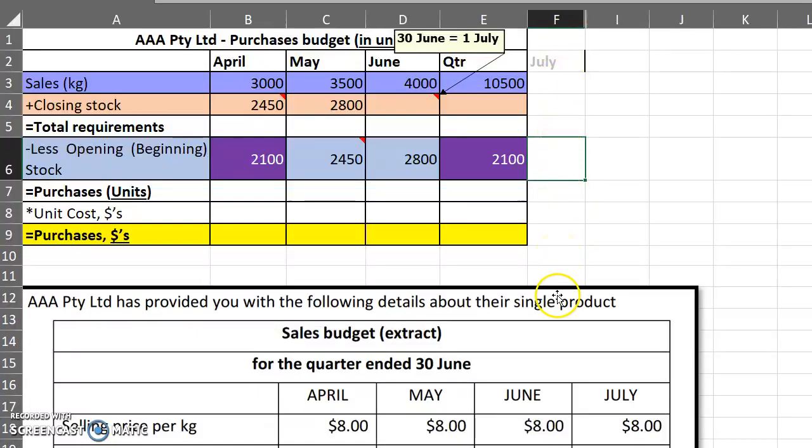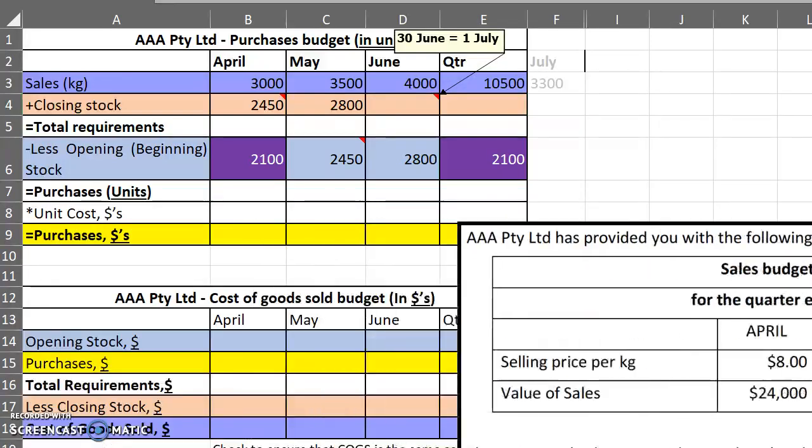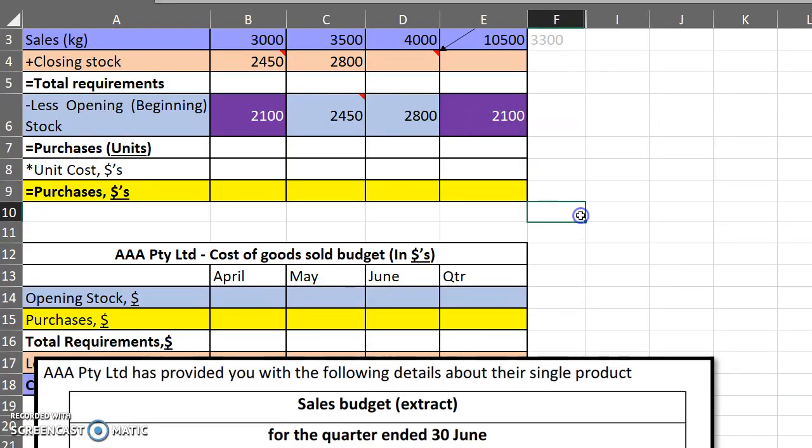Okay, we're going back to the question now. We are told that in July, we are planning to generate sales to the value of $26,400 at $8 per kilo. So July sales in kilos will be 26,400 divided by 8. Okay, we can move that away now.